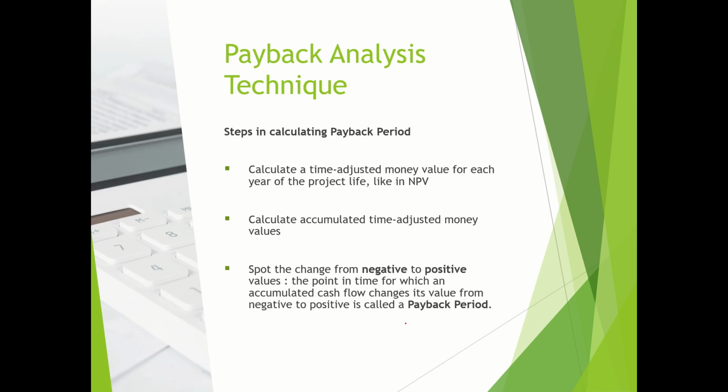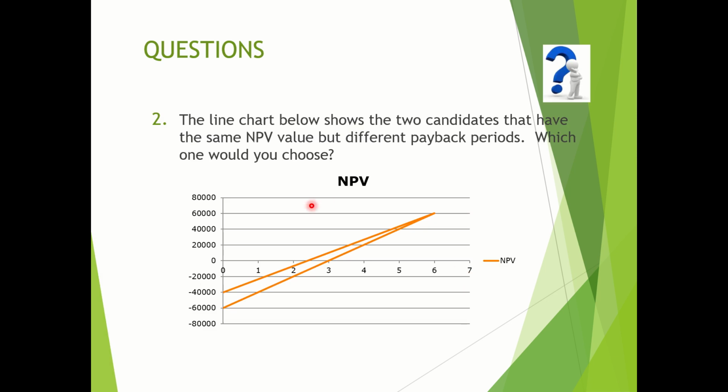Now what is the payback analysis technique? You need to calculate the time adjusted value and the accumulated time adjusted value, and spot the change from negative to positive. Wherever you identify this change, from that point of time onwards, your cash flow changes. That means you will start making profit. Before coming over to this, I will take you to an example.